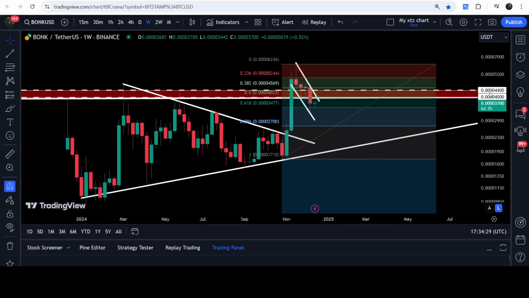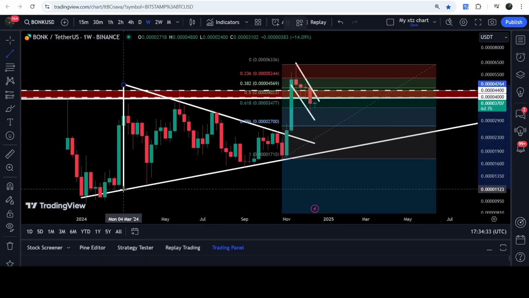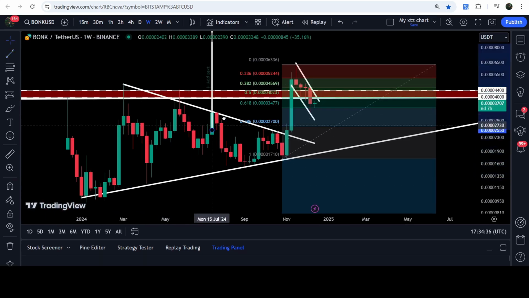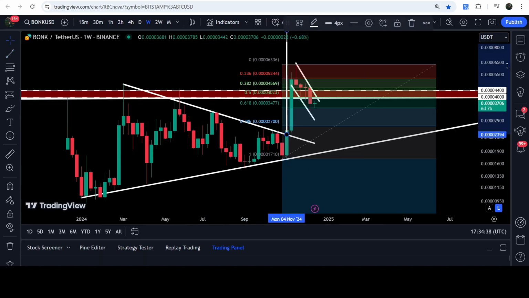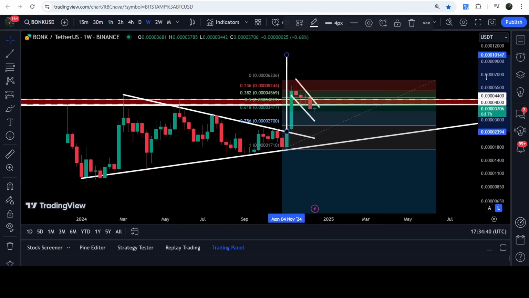And now if we take a look at the technical target for the breakout from this big and long-term symmetrical triangle, then the technical target for the breakout from this triangle is here. That is approximately at $0.00031. So this was the update so far.